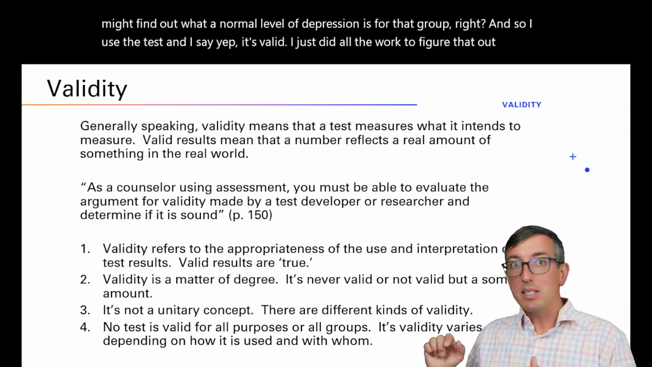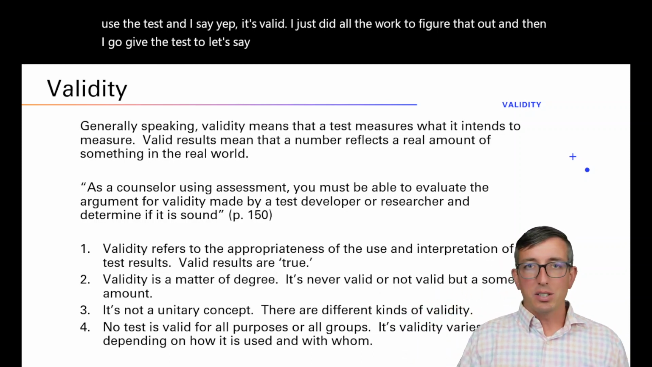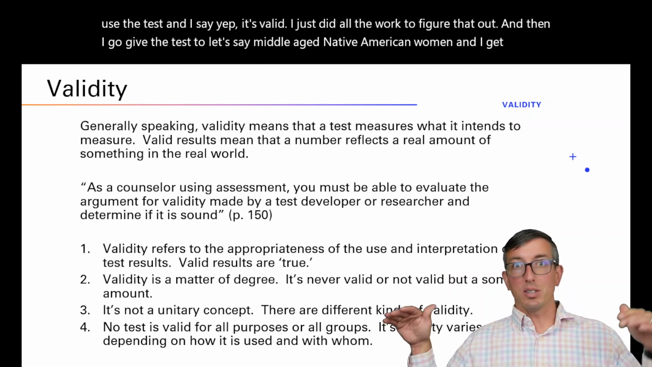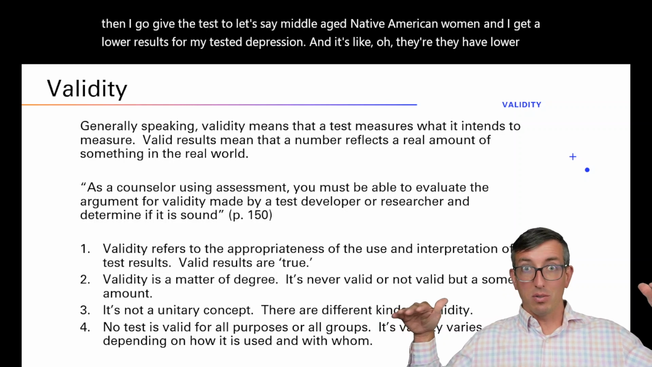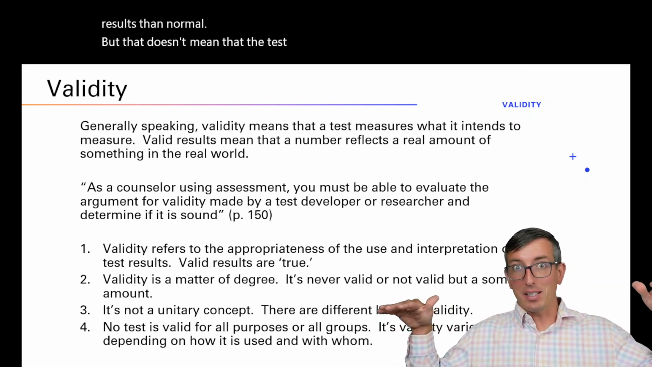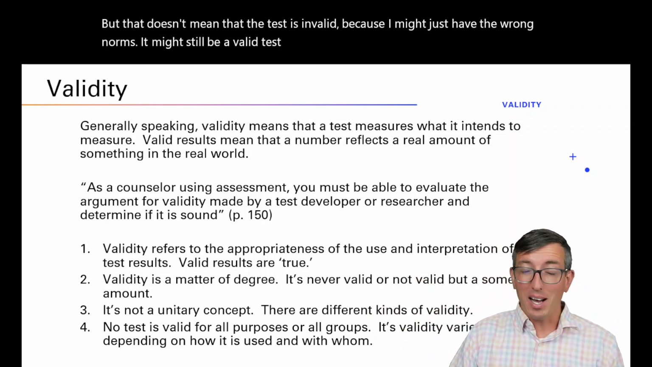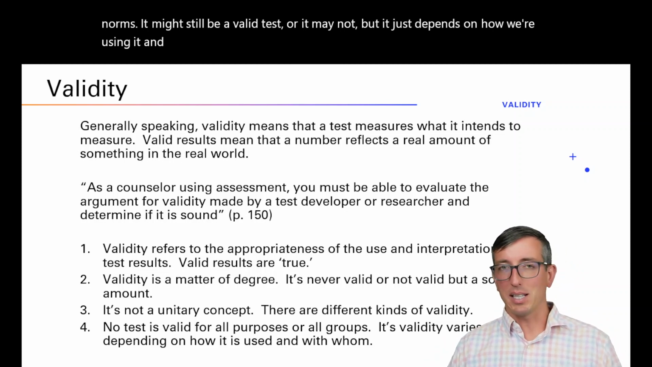And then I go give the test to, let's say, middle-aged Native American women, and I get lower results for my test of depression. And I say, oh, they have lower results than normal, but that doesn't mean that the test is invalid, because I might just have the wrong norms. It might still be a valid test, or it may not. But it just depends on how we're using it and in what circumstances.